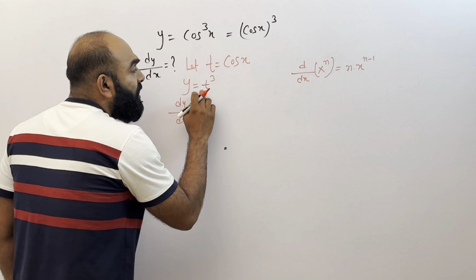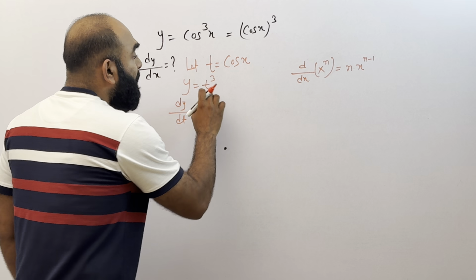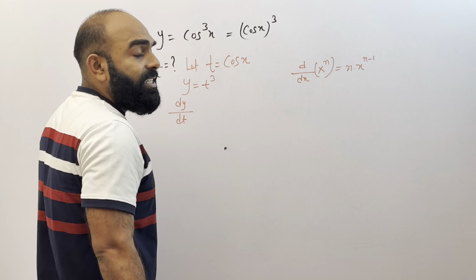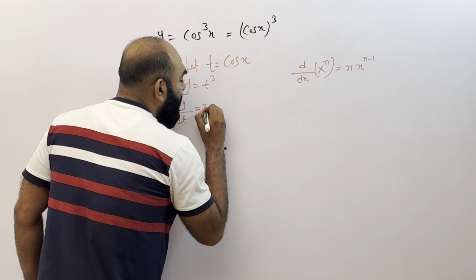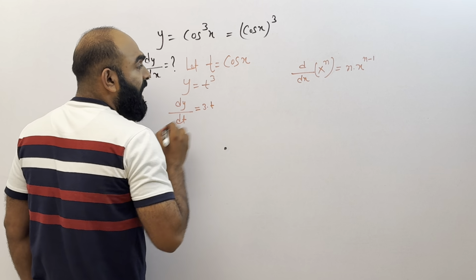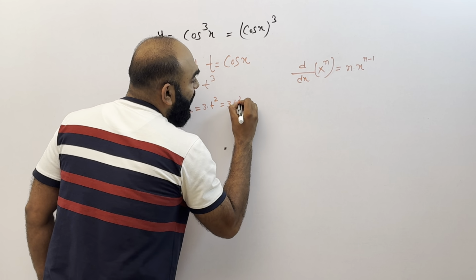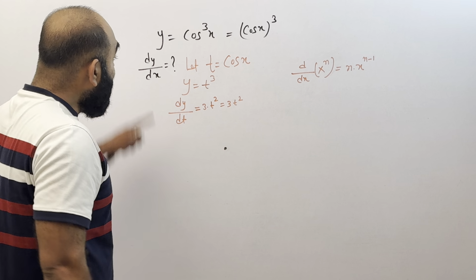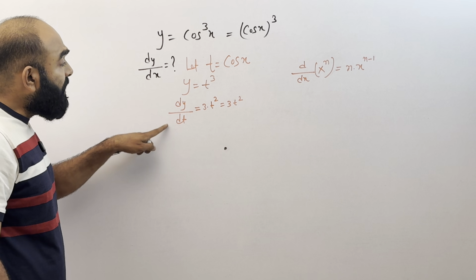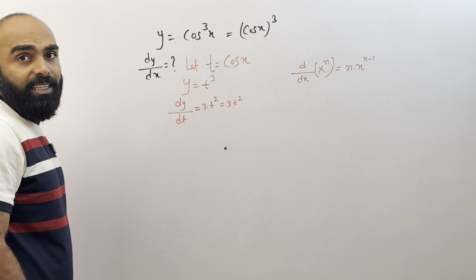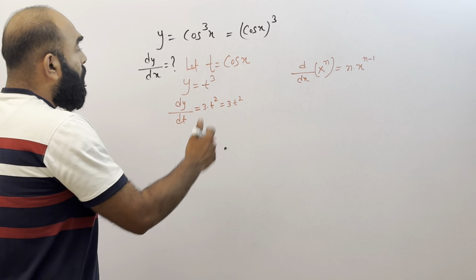Here it is written y is equal to t to the power 3. Here the function is t and the power is n. So n times t to the power n minus 1. 3 minus 1 is 2. So I will write 3t square. I have to find dy by dx. First I have to find dy by dt.